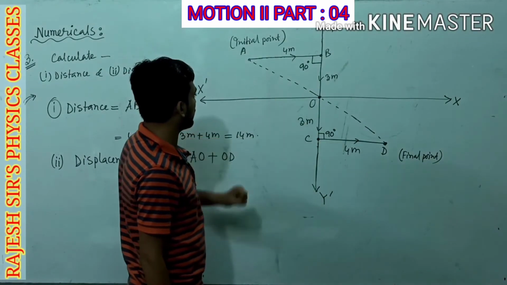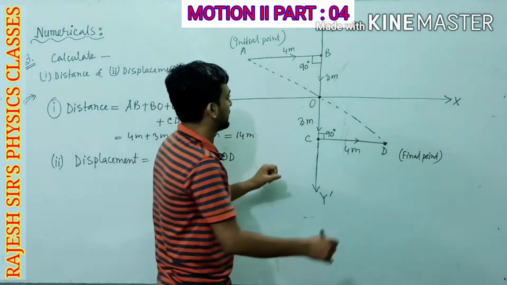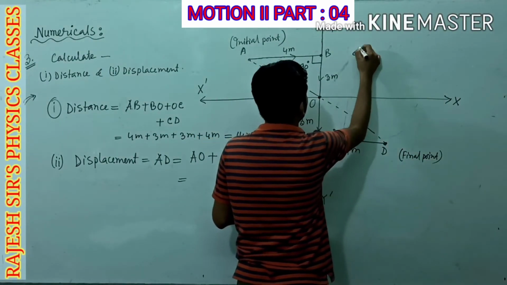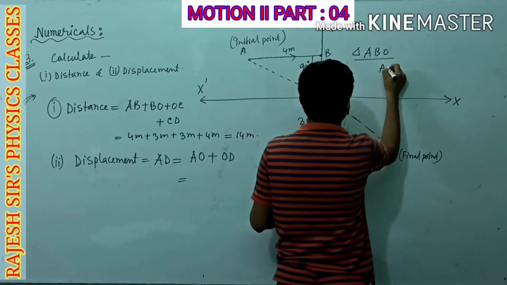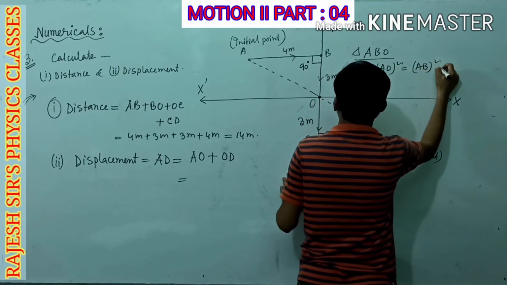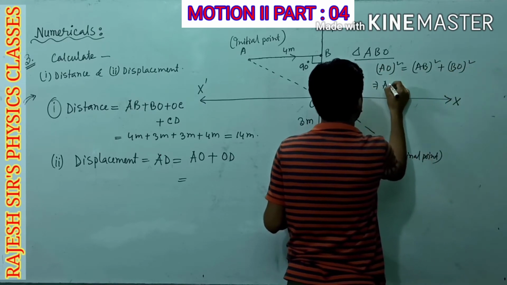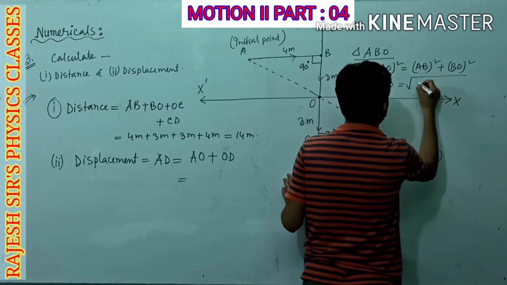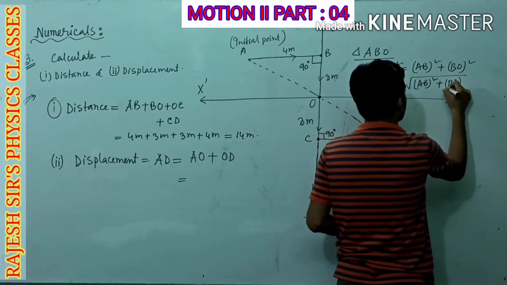So what is the formula to find hypotenuse? Hypotenuse square equal to perpendicular square plus base square. I am writing here for triangle ABO. We can write AO square is equal to AB square plus BO square. So AO we are getting as square root of AB square plus BO square.